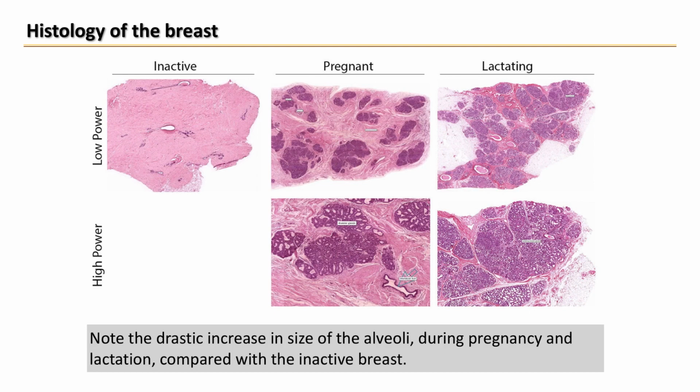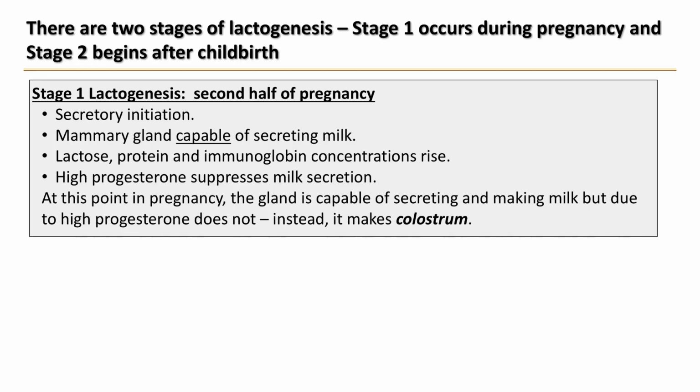Simple histology of the breast. Note here the extensive increase of the alveoli during pregnancy and lactation compared with the inactive picture of the breast tissue on the left. Predominantly, there are 2 stages of lactogenesis. Stage 1, which occurs during pregnancy, is predominated by growth of the ducts and of the alveoli, and stage 2 begins after childbirth.